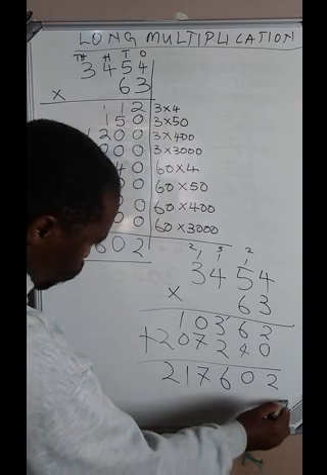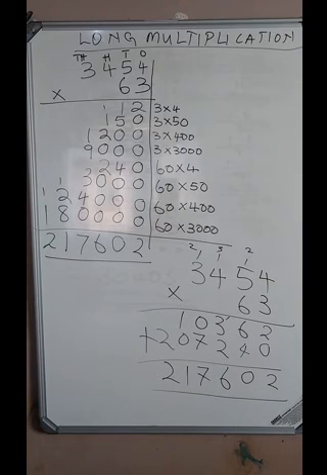Here is 2. So whether you are doing long division, long multiplication or short multiplication, the answers should be the same. So you choose which one is easier for you. So this is how we multiply numbers.